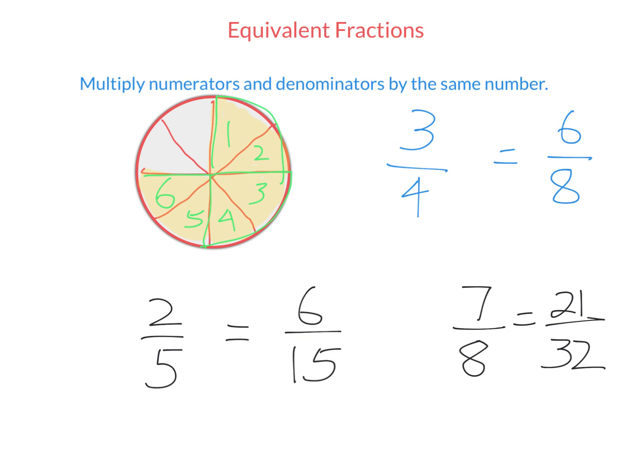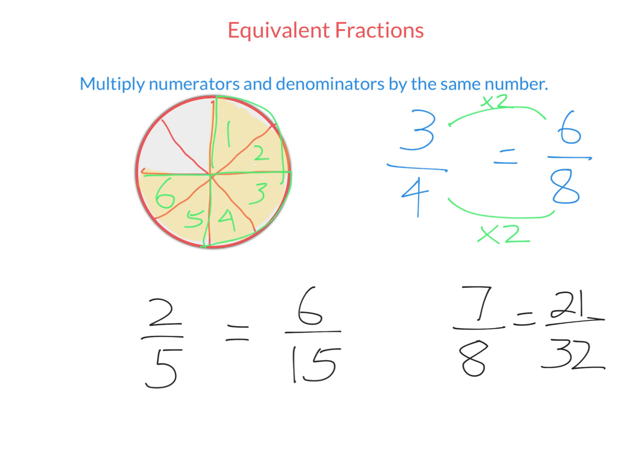So why are these 2 fractions equivalent? Well, as it says up here, it's because I've multiplied tops and bottoms by the same number. To go from 3 to 6, I need to multiply by 2. And to go from 4 to 8, I multiply by 2. Because I've done the same thing to the top and the bottom, these 2 are equivalent fractions.